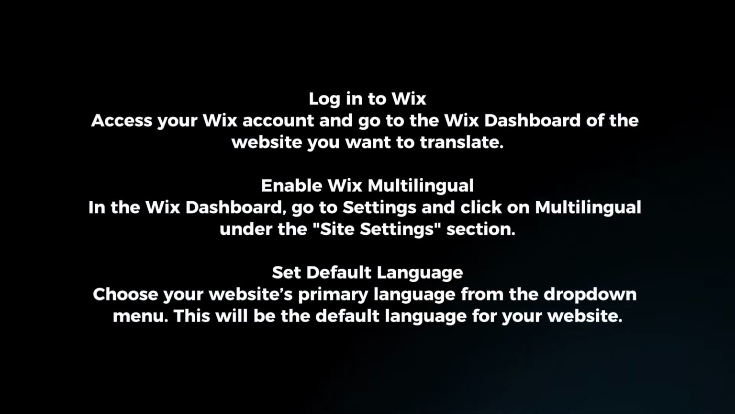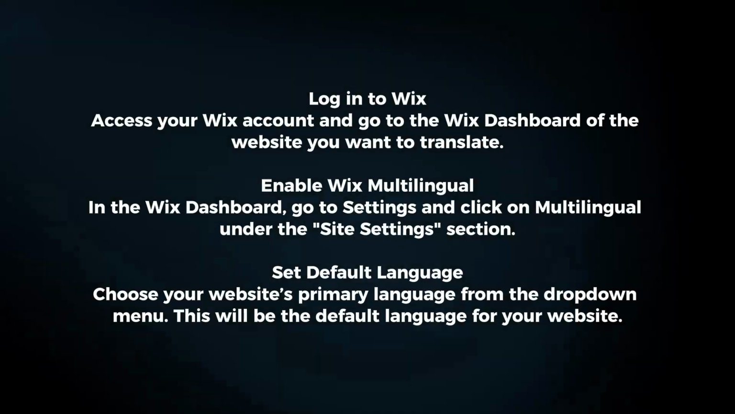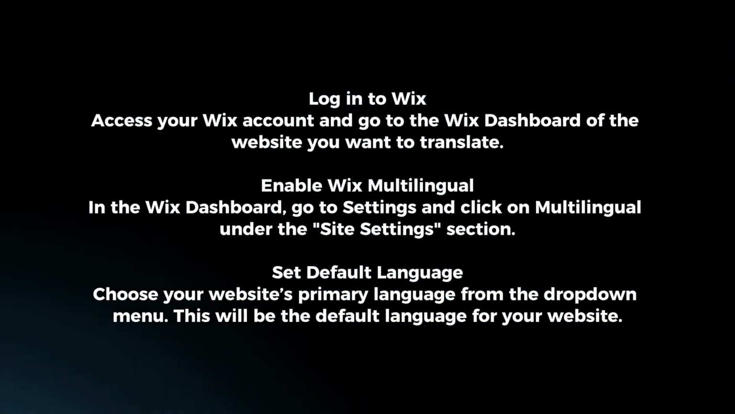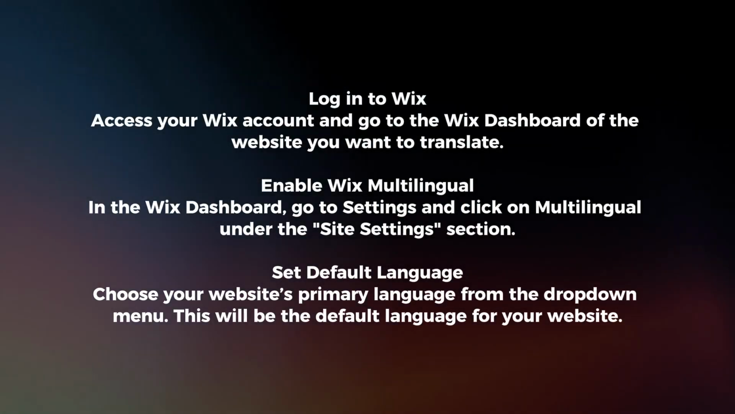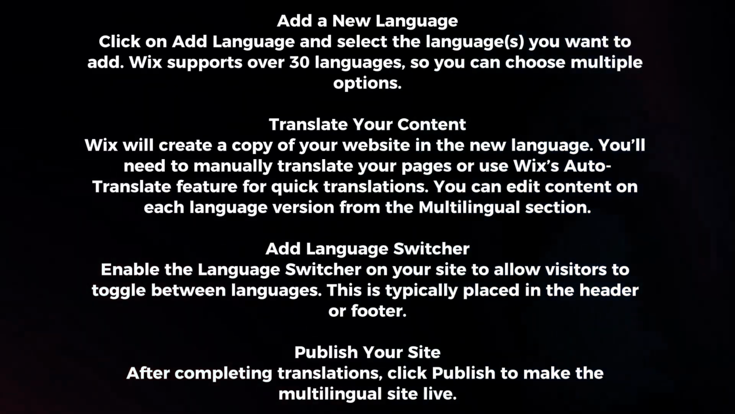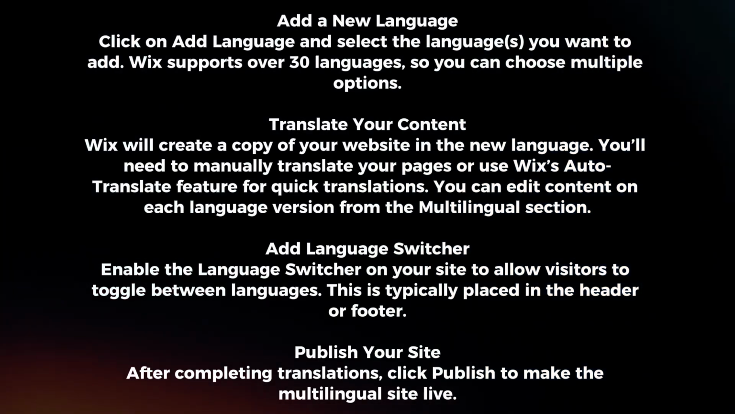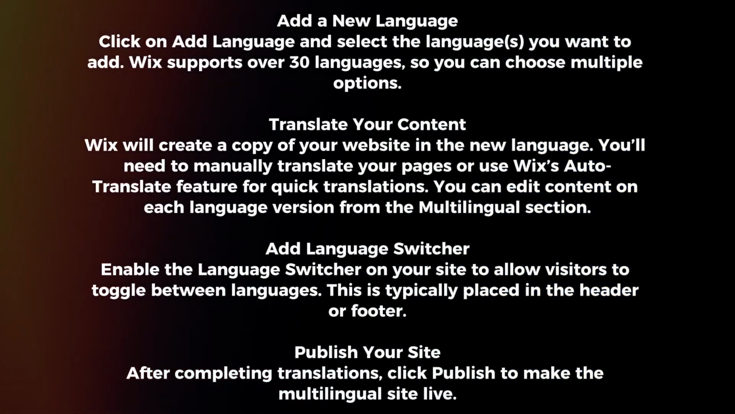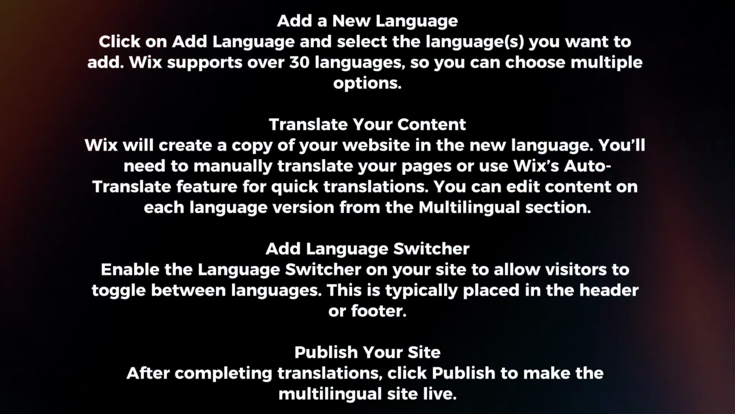Set default language. Choose your website's primary language from the drop-down menu. This will be the default language for your website. Add a new language. Click on Add Language and select the languages you want to add. Wix supports over 30 languages, so you can choose multiple options.